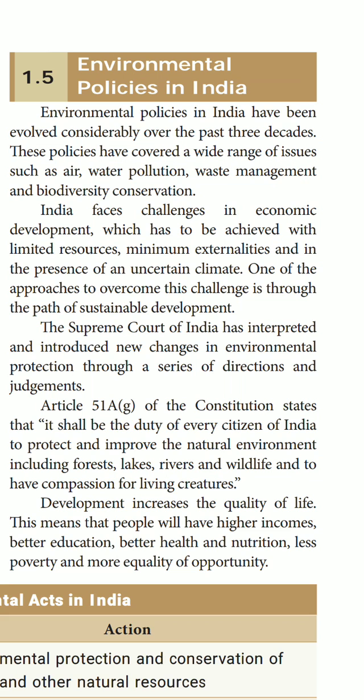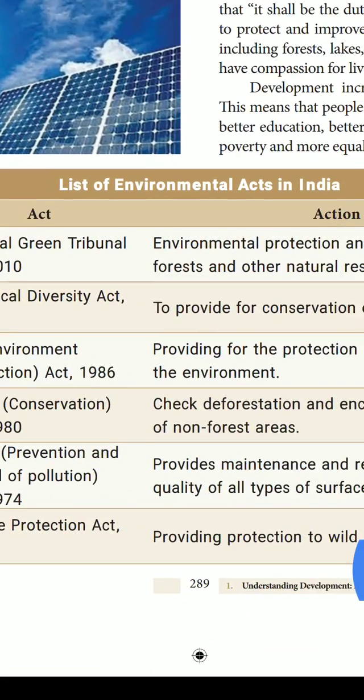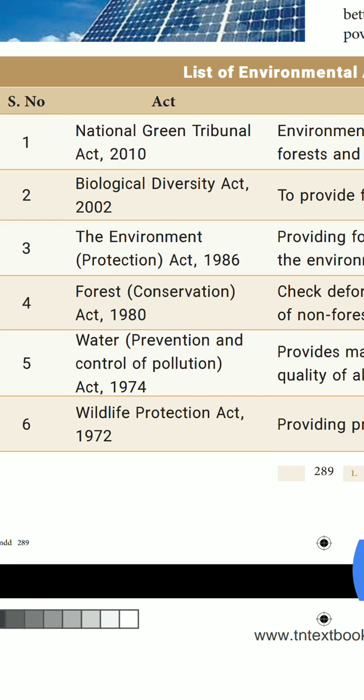Okay, there is one box: the list of environmental acts in India. What are the environmental acts in India? There are many acts: the National Green Tribunal Act of 2010, the Biological Diversity Act of 2002, the Environment Protection Act of 1986, the Forest Conservation Act of 1980, the Water Prevention and Control of Pollution Act of 1974, and the Wildlife Protection Act of 1972.